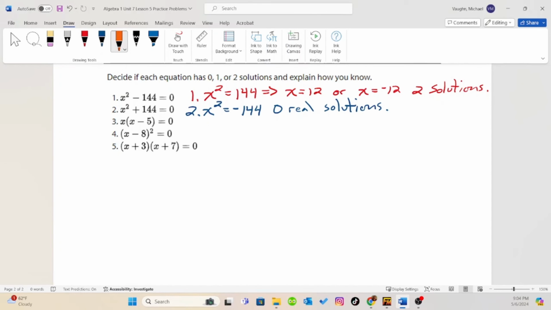Number 3, we have a factored form, x times (x minus 5) equals 0. In this case, x could equal 0 or x minus 5 could equal 0, which means x would equal 5. So that is 2 real solutions.